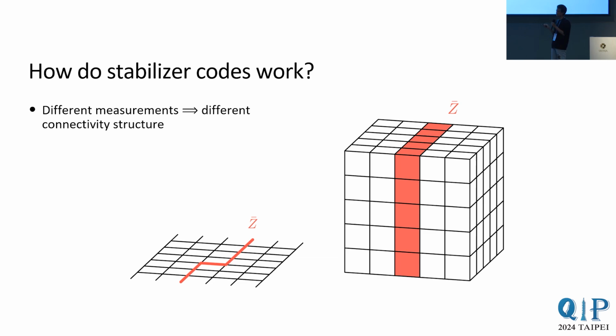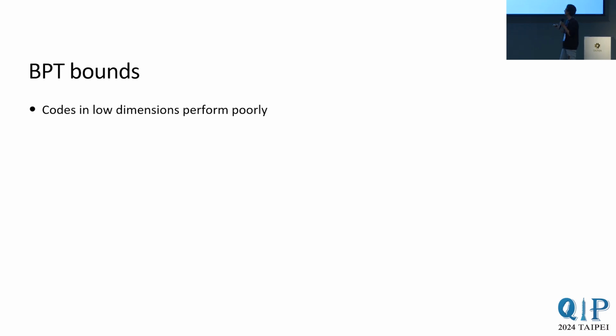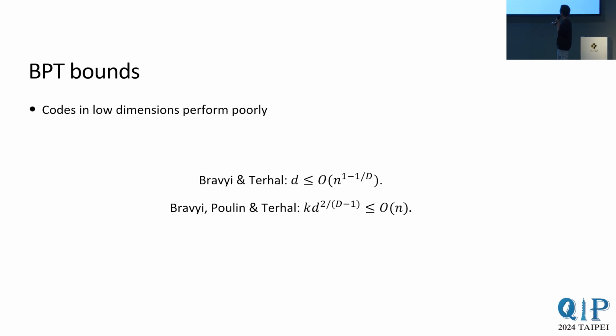Great. So because you might have different measurements for different codes, you have different connectivity structures. For example, codes might live in different dimensions. We've heard a whole talk about this. So a natural question is, how does that impact the performance of your code? And it turns out that codes in lower dimensions are known to perform poorly. As was mentioned before, this was proven by Bravyi, Poulin, and Terhal in a series of works. And we know that the distance is bounded when they live in low dimensions, and you also have a trade-off between k and d.